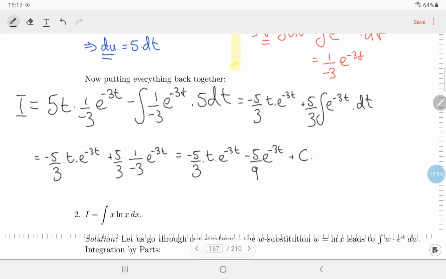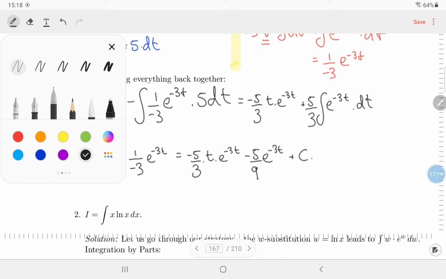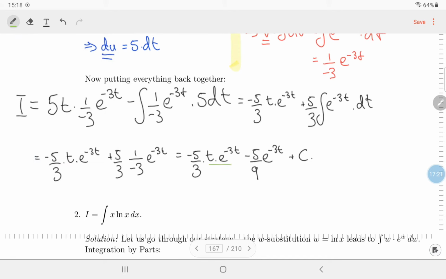Now, if you want to check your answer, you differentiate this, and you'll notice that you'll need the product rule to differentiate it. Okay, so that's an example.